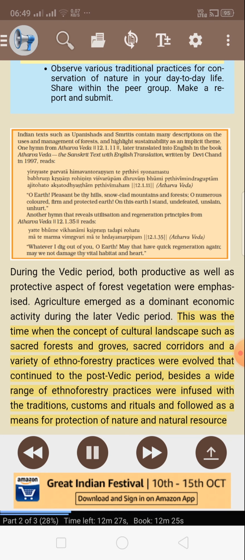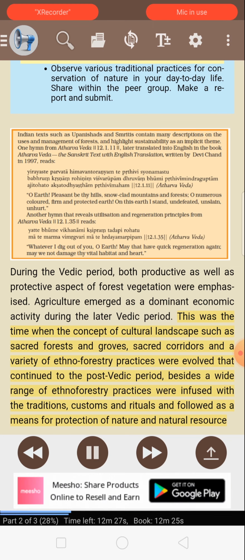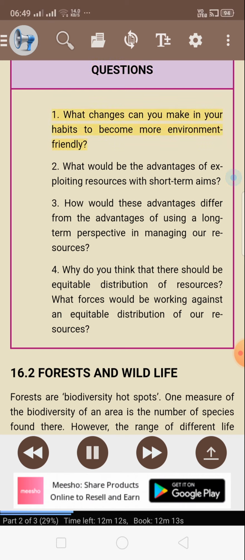Besides, a wide range of ethno-forestry practices were infused with the traditions, customs, and rituals and followed as a means for protection of nature and natural resources. Questions. 1. What changes can you make in your habits to become more environment friendly?